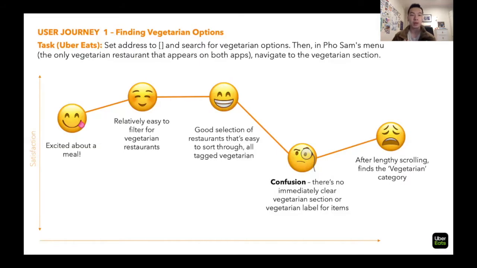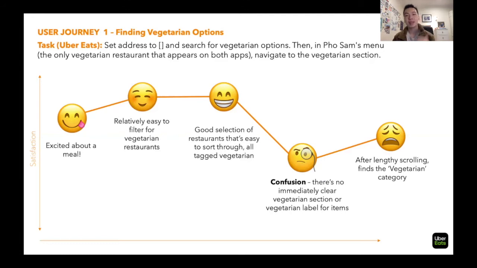Out of the two user journeys I looked at, the first was about finding vegetarian options. I got users to go into Uber Eats, set an address, specify location, and search for vegetarian options. Then find Sam, which is the only restaurant that appears on both apps, and navigate to the vegetarian section of that menu. For this, I assumed that since it was more of an exploratory type context, the users would be looking for easy and efficient ways to sort through the available restaurants and would be relatively pleased with what they have.